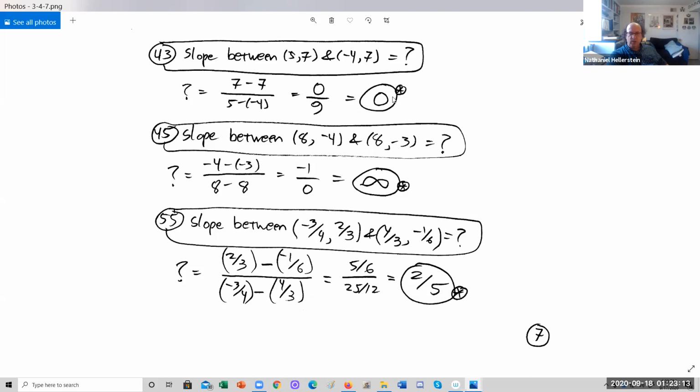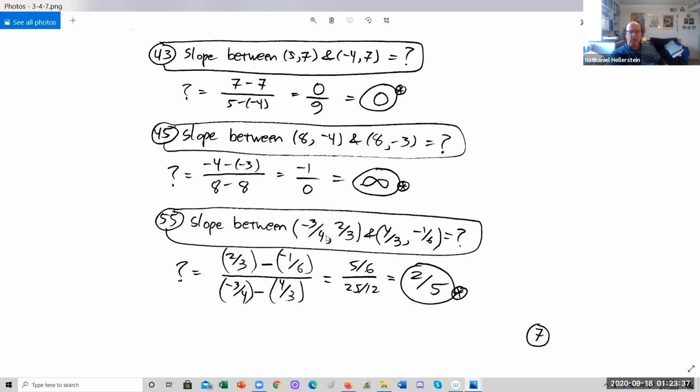Horizontal line, 0 slope. Here's a slope between (8, -4) and (8, -3). Change in y is negative 4 minus negative 3. Change in x is 8 minus 8. Negative 1 over 0, that's infinity. An infinite slope for a vertical line, because it's a constant x, therefore a vertical line, therefore infinite slope.